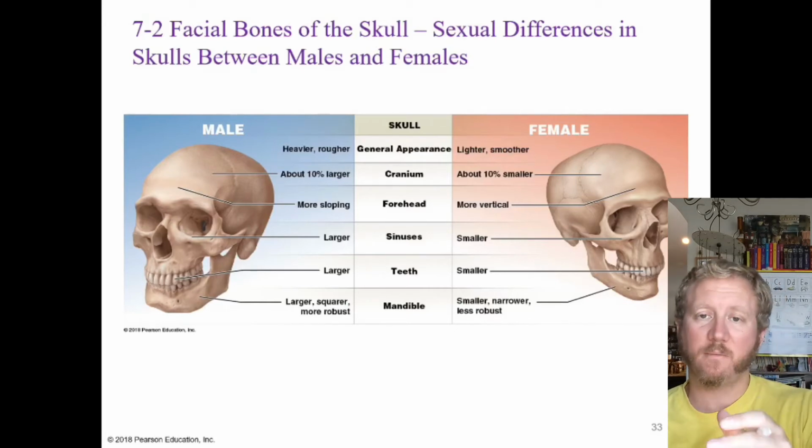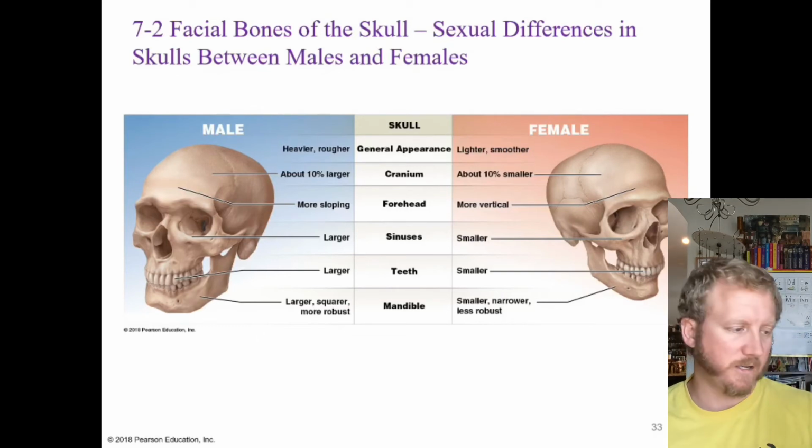You can also do that with the hips, and we're going to talk about those in the next video.